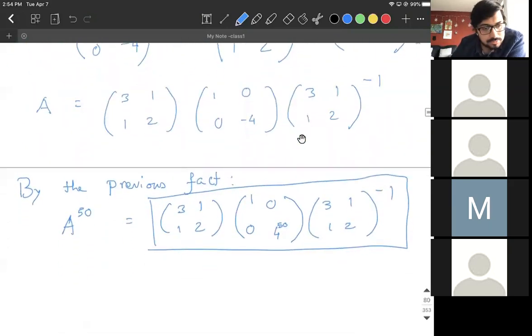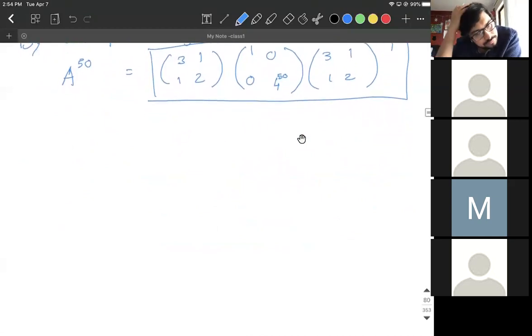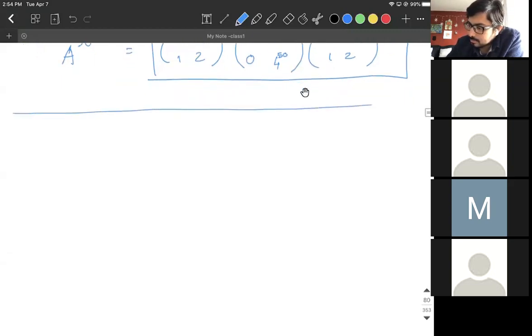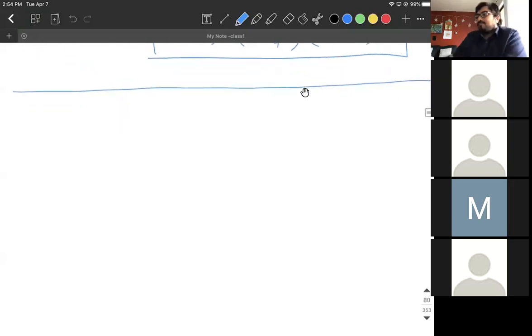Okay, so once again, any questions about it? If you have the lecture notes, then everything is there. Okay, good. So there are no questions. So then let's move on to some examples where matrices are not diagonalizable.